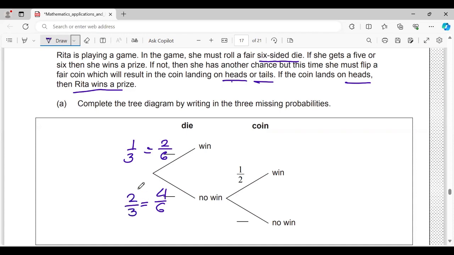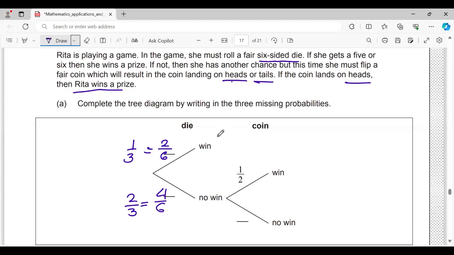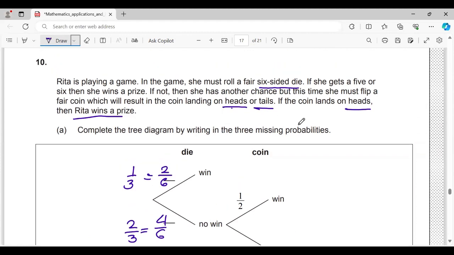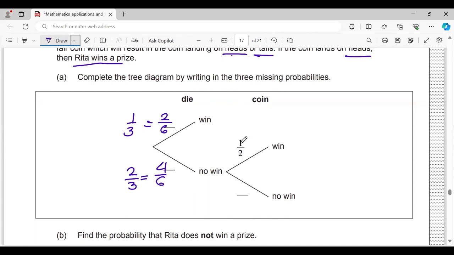Now about this, if no win, she can win through the coin, but the coin just has two sides, heads or tails. So it means the probability is half and as well half here.